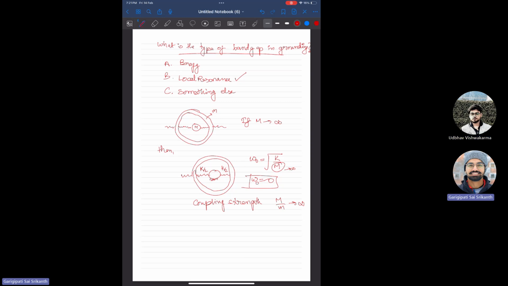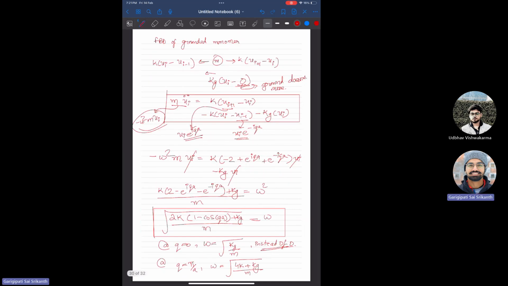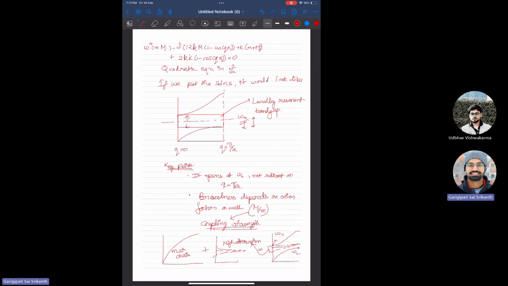In that case, why is the local resonance gap still starting at q equal to pi by a? What relation does q equal to pi by a have in a local resonance gap? Let's say you observe something like this. Although it starts here at q equal to pi by a, it is still the criteria for opening the band gap. Why?